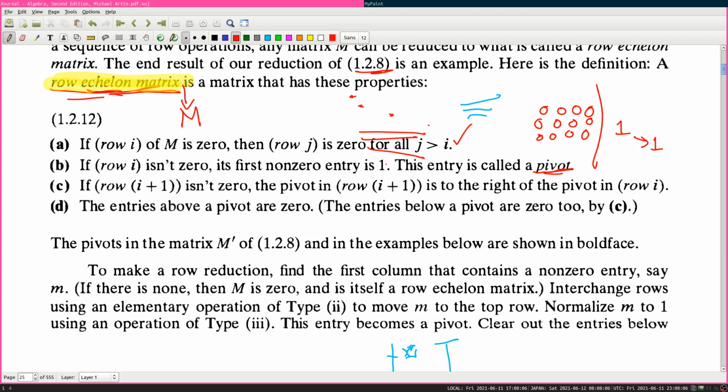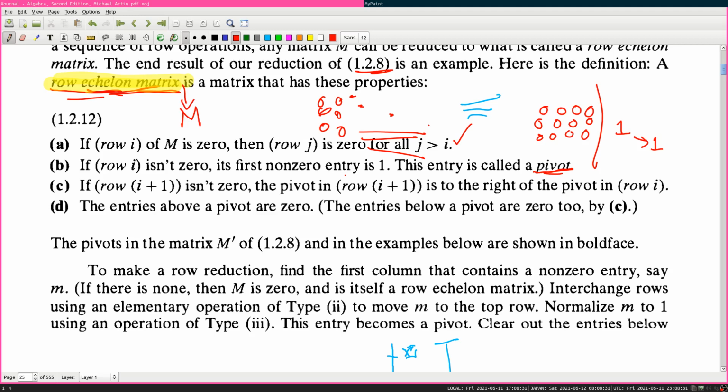To make a row reduction, find the first column that contains a non-zero entry, say M. If there is none, then M is 0. So you're allowed to have columns that are all zeros here. If you have a bunch of columns that are all zeros, you just skip those.